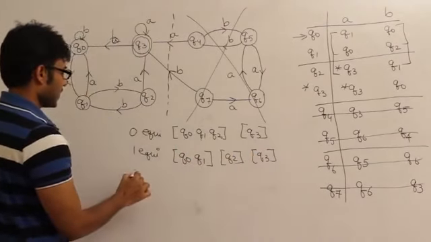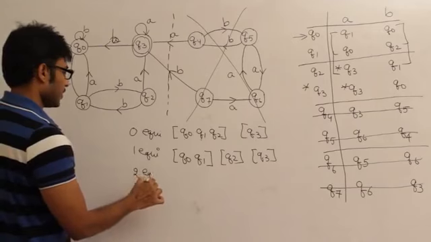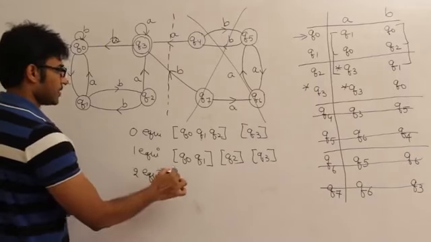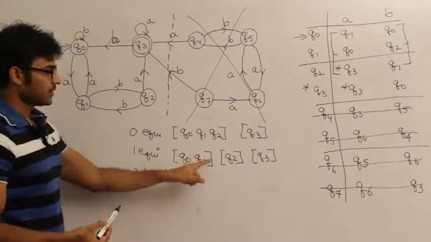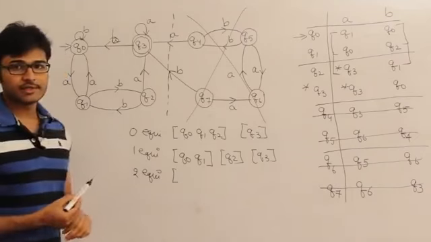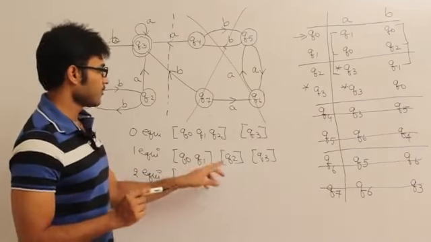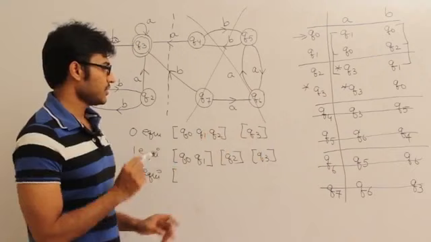Fine. Now again let us check 2 equivalent. How can I check 2 equivalent? Now see, these two have already been separated and they are the singleton sets in their group. Therefore, I need not check about them. They are saying that they are not equivalent to any of the states. Therefore, I need not check them again.